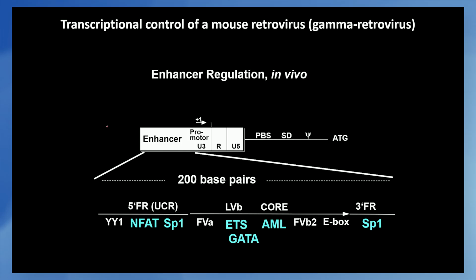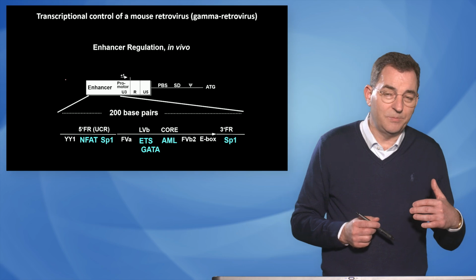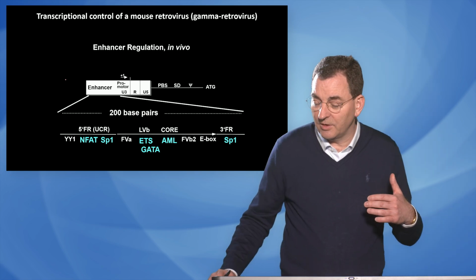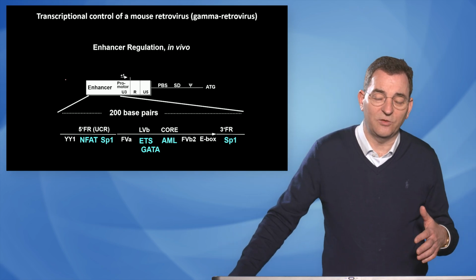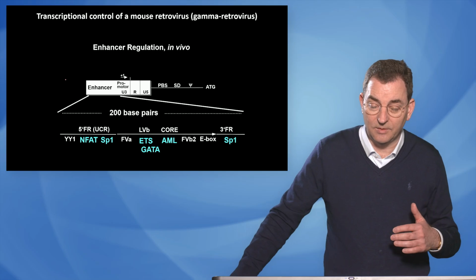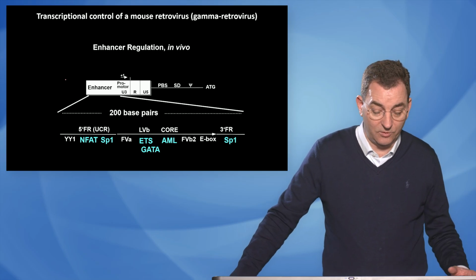So this slide just shows a little example of a few of the transcription factors binding to an enhancer, the U3 region, in this case hematopoietic transcription factors in part like GATA, AML, and so on. The only message here is that there's a high density of binding sites for transcription factors in retroviral enhancer regions.